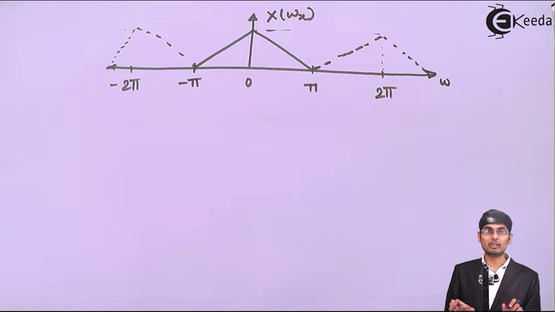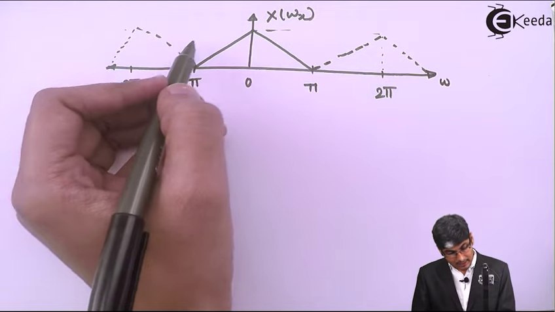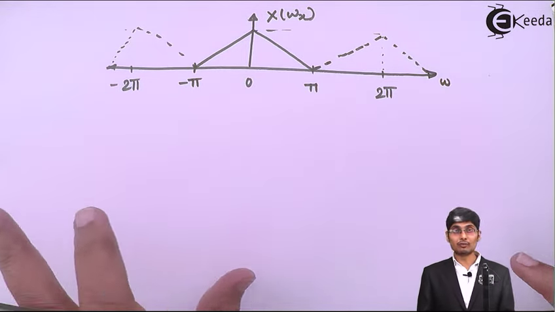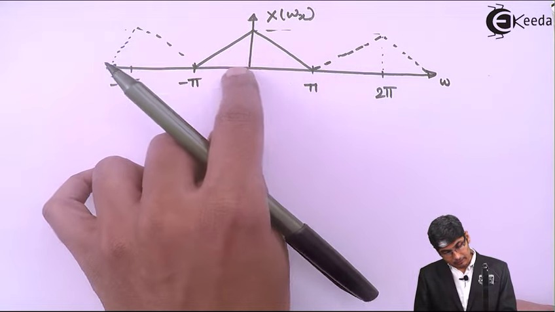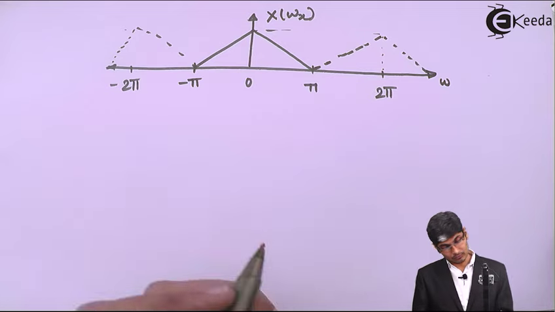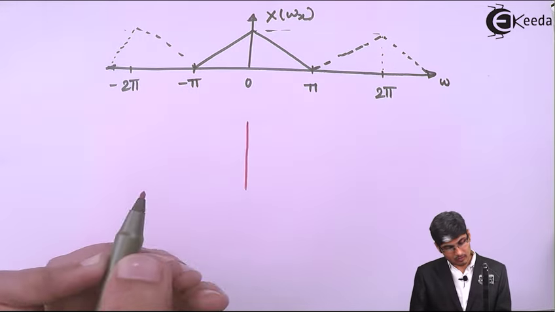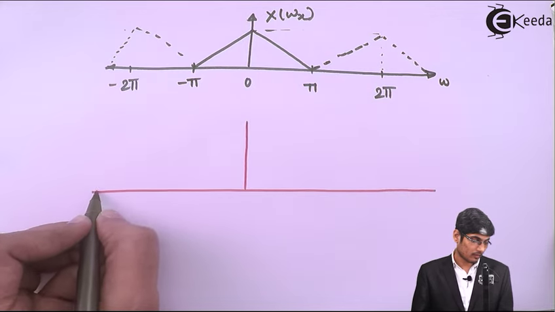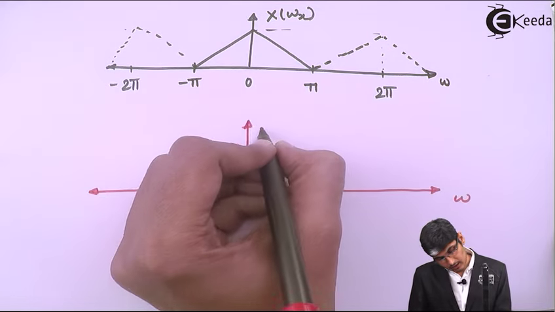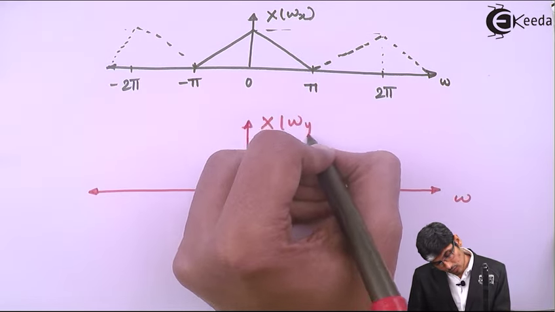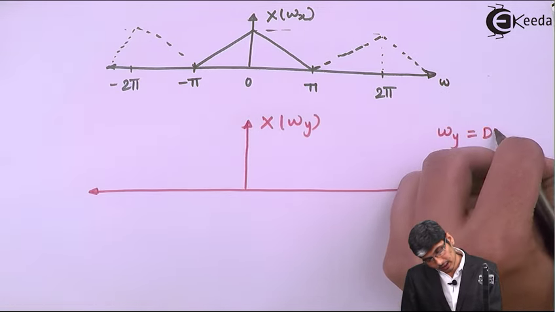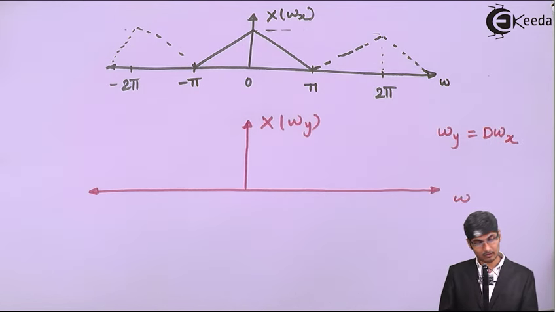I am not drawing to be very particular in scale. I am very much concerned about what is happening in this region, because these are anyhow the periodic versions of the same information. Okay, I am very much concerned about what is happening in this area. Now I am downsampling it, so I am going to get a new version of X, and that new version of X across omega is X of omega y, and we know that omega y is now equal to d times omega x.